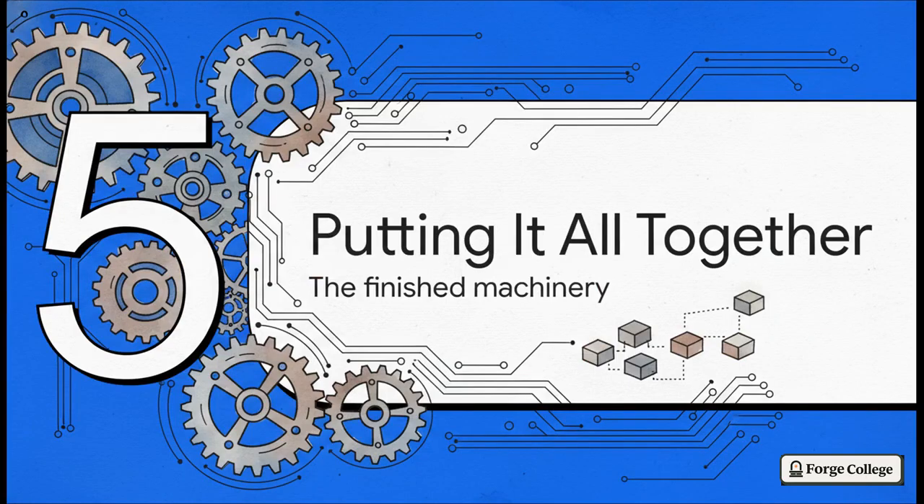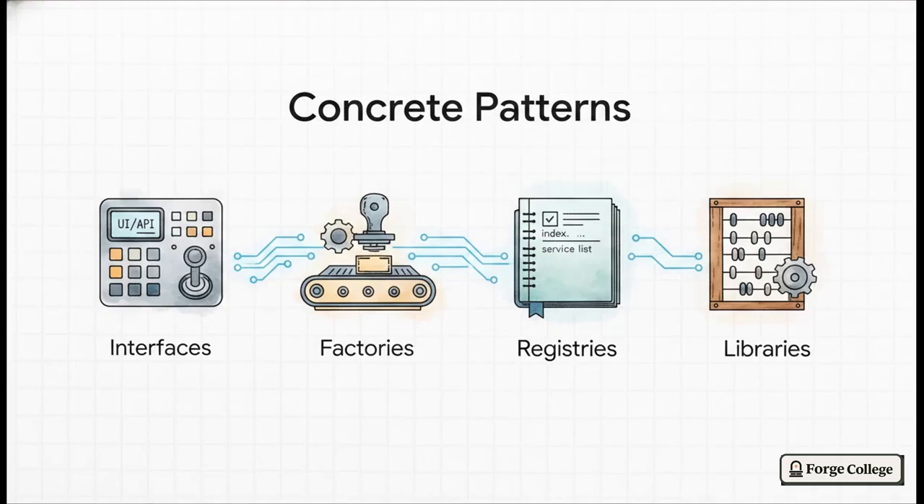Section 5. Putting it all together. The finished machinery. All right, so here are the concrete consequences of actually using these patterns. 1. You keep public surfaces minimal via interfaces. 2. You centralize deployment in factories. 3. You use registries for discovery. And 4. You move stateless helpers to libraries.